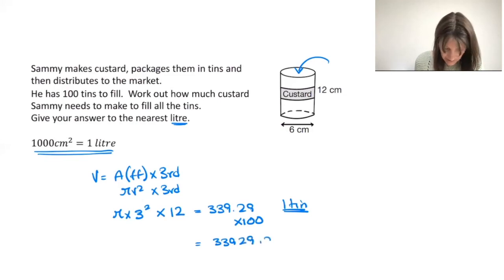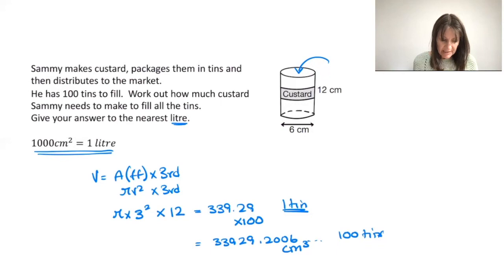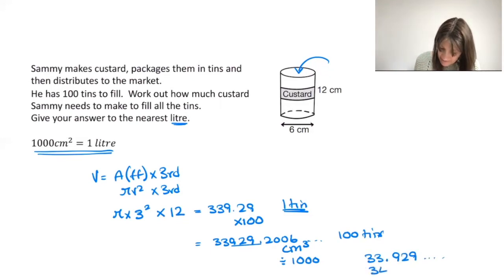33929 point, and then you've got these extra bits going in as well. Okay, that's 100 tins, and that is centimetres cubed because I've stayed in centimetres cubed. Now, I want to know how many litres that's going to be. I can see that there are 1,000 centimetres cubed in 1 litre. So we are going to divide through by 1,000. It's going to put us at 33.929. It says to the nearest litre. So that's going to be 34 litres.